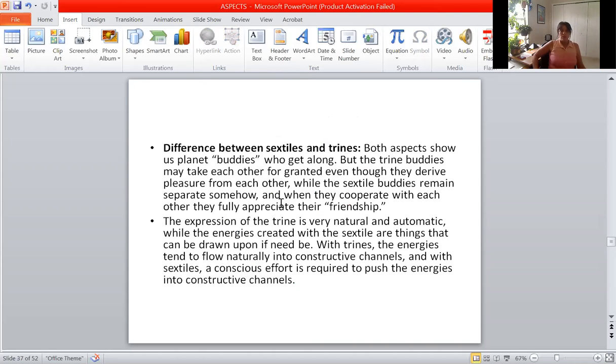Okay, differences between sextiles and trines. Both of those are good, nice, flowy aspects. They show us planet buddies who get along. But the trine buddies may take each other for granted, even though they derive pleasure from each other, while the sextile buddies remain separate somehow, and when they cooperate with each other, they fully appreciate their friendship. The expression of the trine is very natural and automatic, while the energies created with the sextile can be drawn upon if need be. With trines, the energy tends to flow naturally into constructive channels, and with the sextile, a conscious effort is required to push the energies into constructive channels.